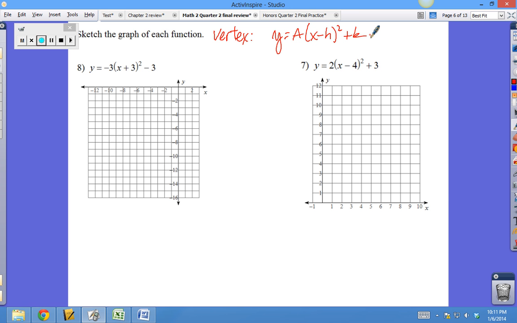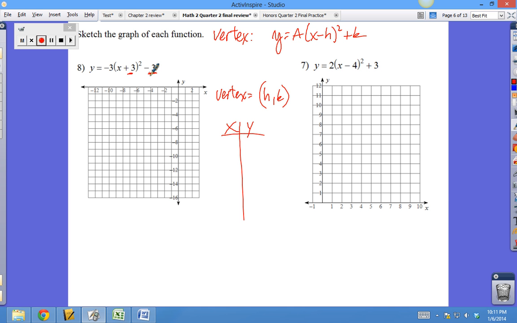So when you've got parentheses and a square, this is actually easy. It's an easy model. The vertex, my vertex, is the h and the k. So if I look at number 8, my vertex is going to be in here and right there.